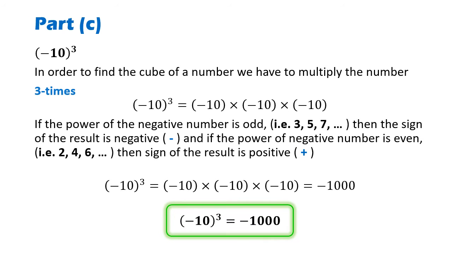Part C. Cube of minus 10. In order to find the cube of a number, we have to multiply the number 3 times. If the power of the negative number is odd, then the sign of the result is negative, and if the power of the negative number is even, then the sign of the result is positive. So, by multiplying minus 10 three times we have 1000, and since minus 10 has an odd power, that is 3, we have to place a negative sign before 1000. Therefore, cube of minus 10 equals minus 1000.